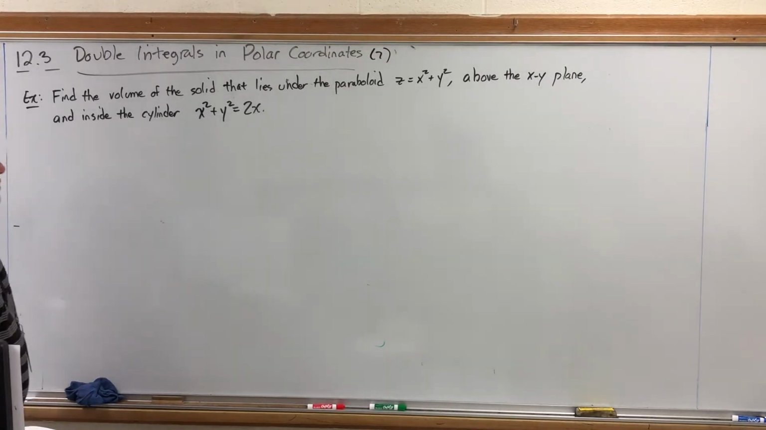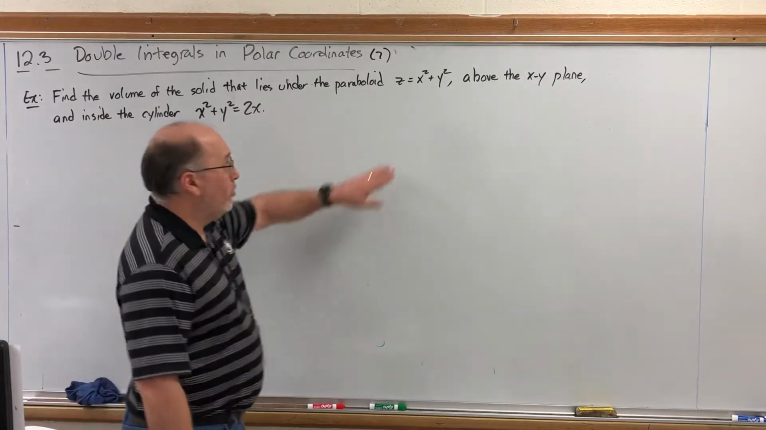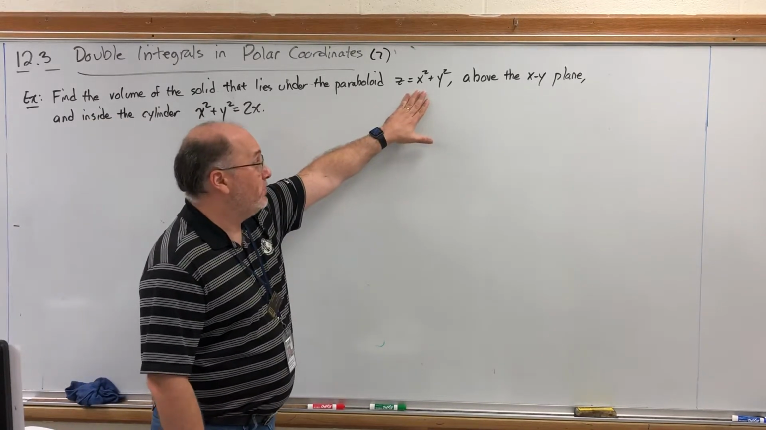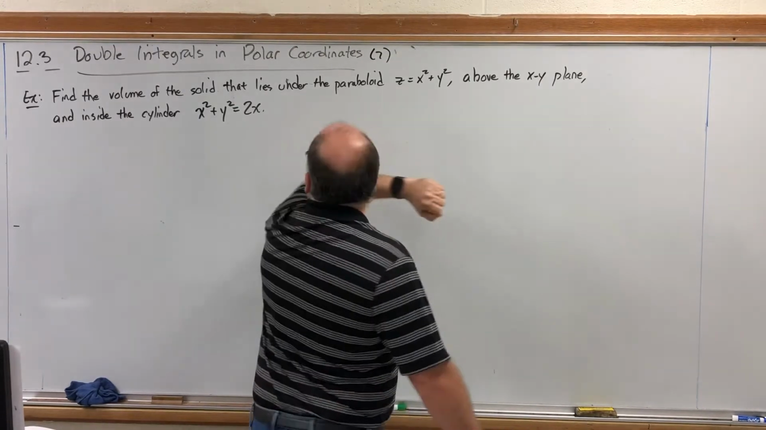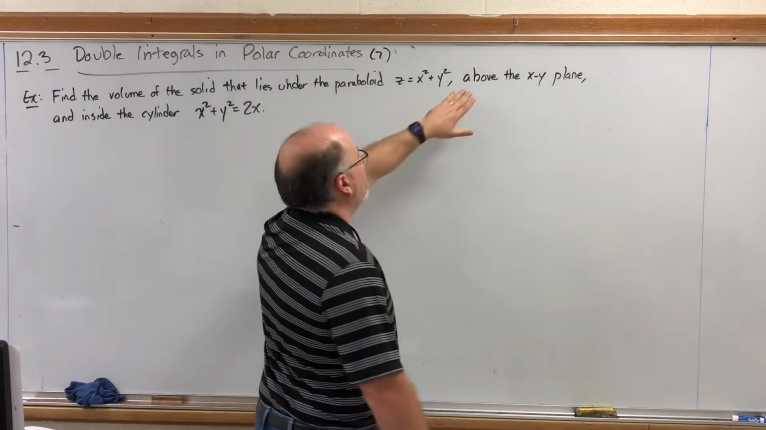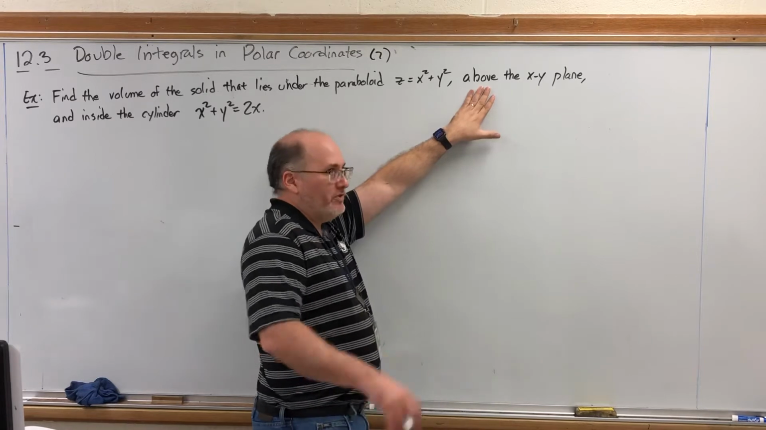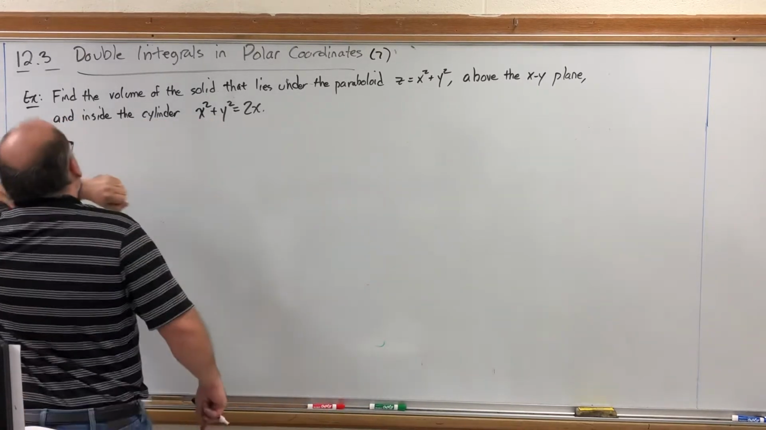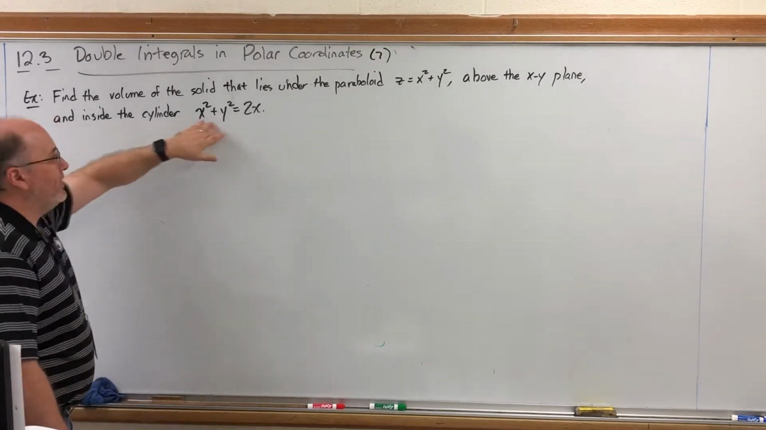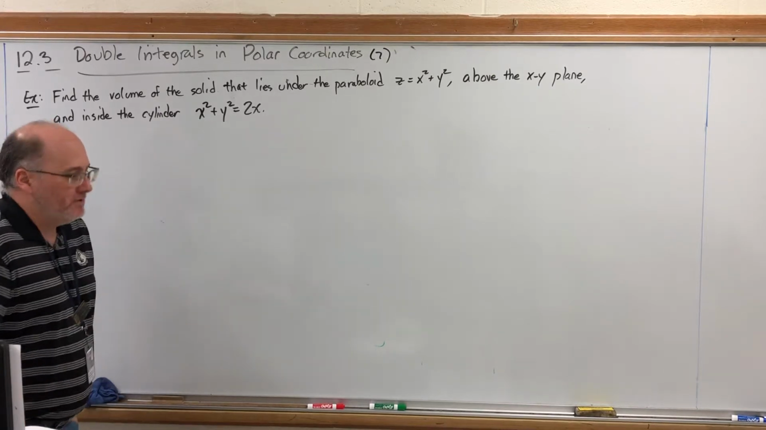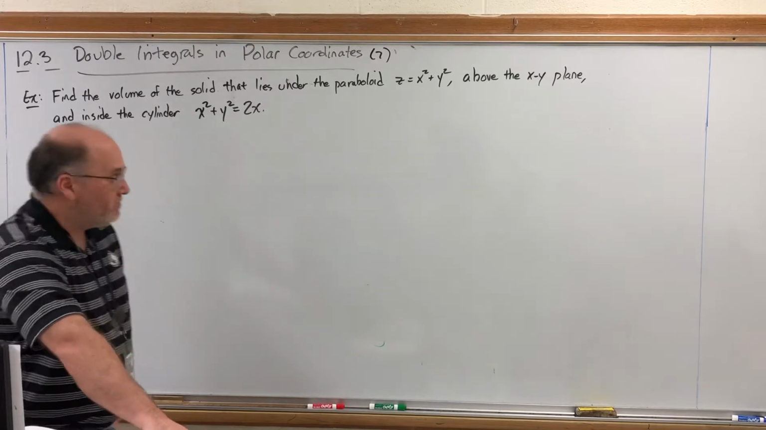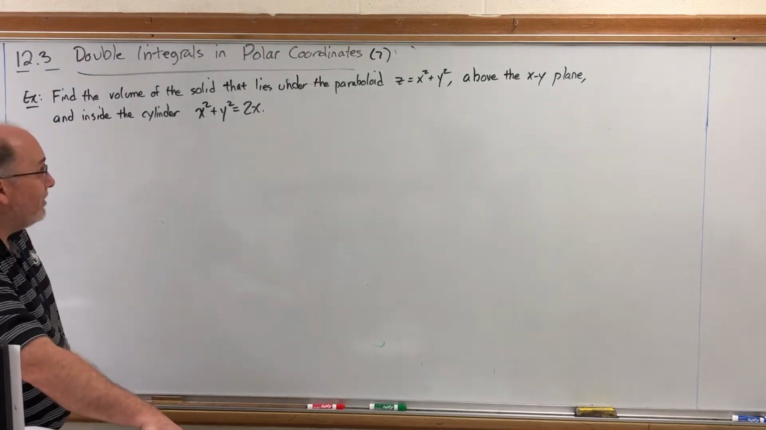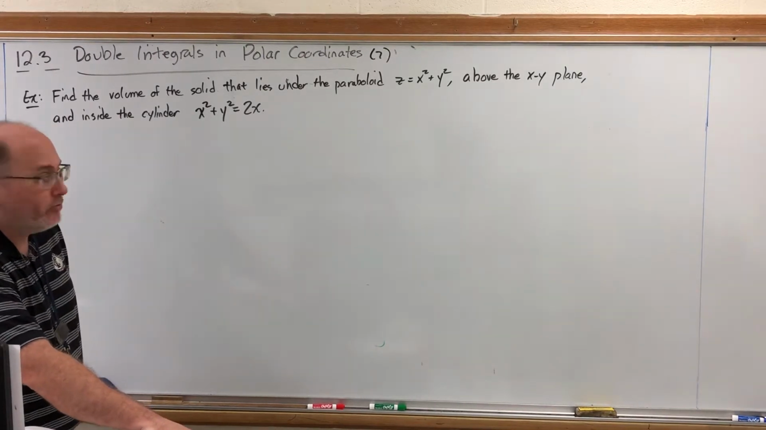We're going to find the volume of the solid that lies underneath a paraboloid, defined by z equals x squared plus y squared, above the xy plane, not bounded above by the xy plane, and inside the cylinder x squared plus y squared equals 2x. This is a little tricky one to wrap your mind around visually because of the solids and the surfaces that we're looking at in 3 dimensions.